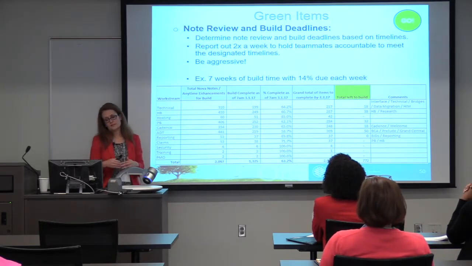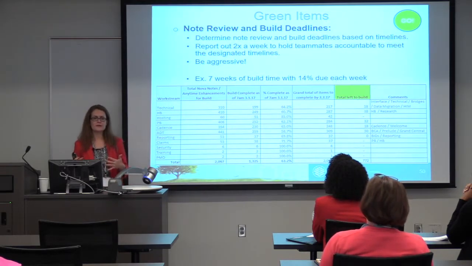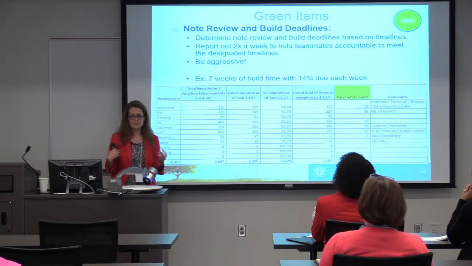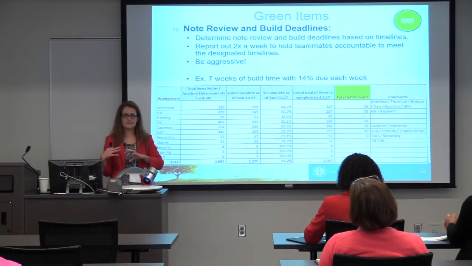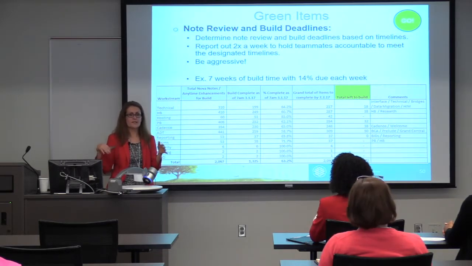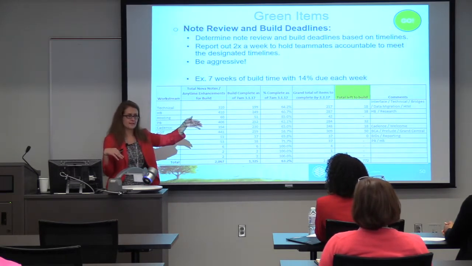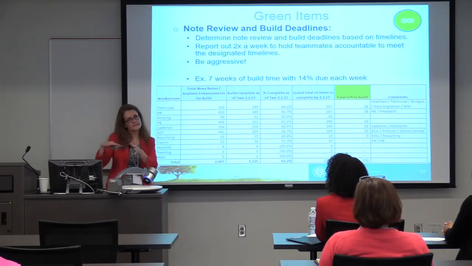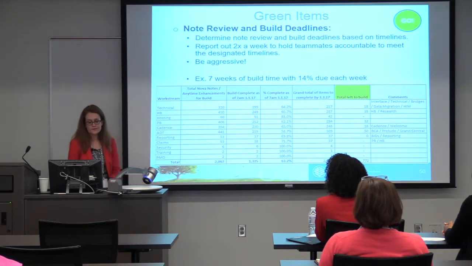An example of that was a 7-week period where all build had to be completed. For this one, it was a straight line, 14% due each week. For some of our other items, for example testing, we had a lot of the testing completed at the front end of the timeline because we had other activities happening during the last 2 weeks. So we front loaded the activity: 25, 25, and then 5, 5, 5 after that. But we were very aggressive.